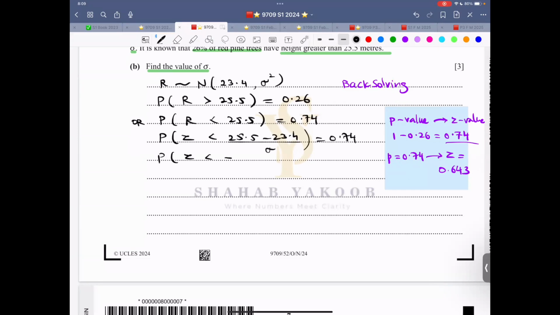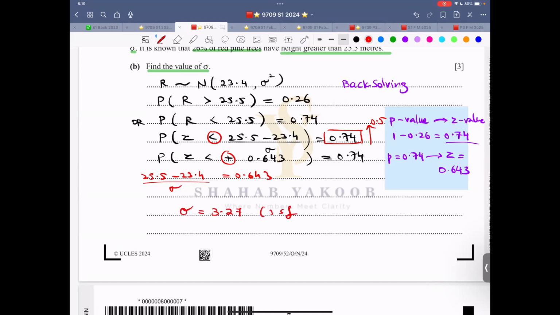Probability Z is lesser than a positive value is 0.74. This value is 0.643. Now, the rule of back solving is that if this probability is more than 50%, 0.5 and above, if there is a lesser sign, Z value is positive. So therefore, 25.5 minus 23.4 divided by sigma is 0.643. Make sigma the subject. That comes out to be 3.27, correct to 3 significant figures.